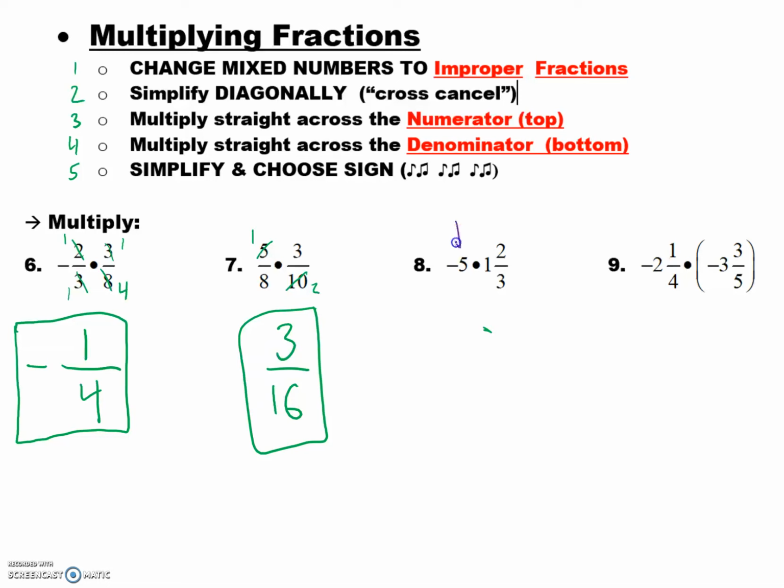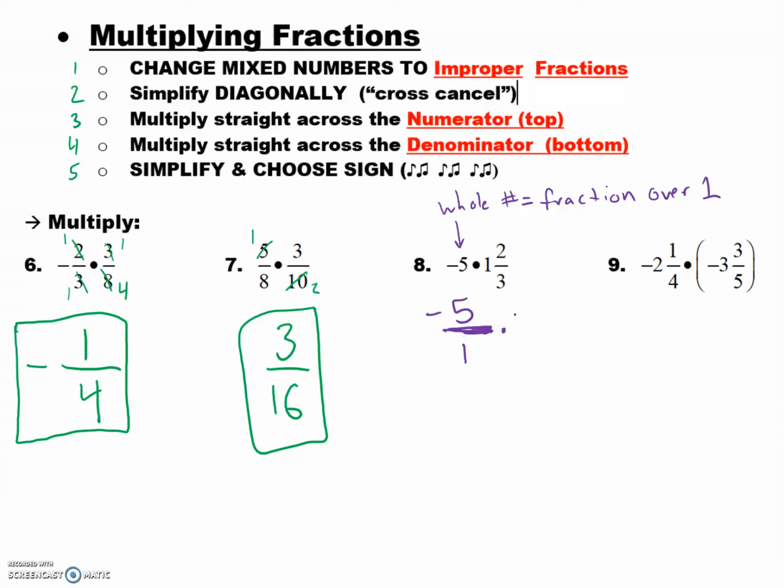Now, problem number 8 here. We've got a whole number. What are we going to do with that? Well, the idea here is that we need to make sure that whole number is written as an improper fraction. Think to yourself what a whole number would be written as an improper fraction. I'll write it out, see if your idea matches mine. Were you right? Would you write it as a fraction over 1? So, negative 5 becomes negative 5 over 1.